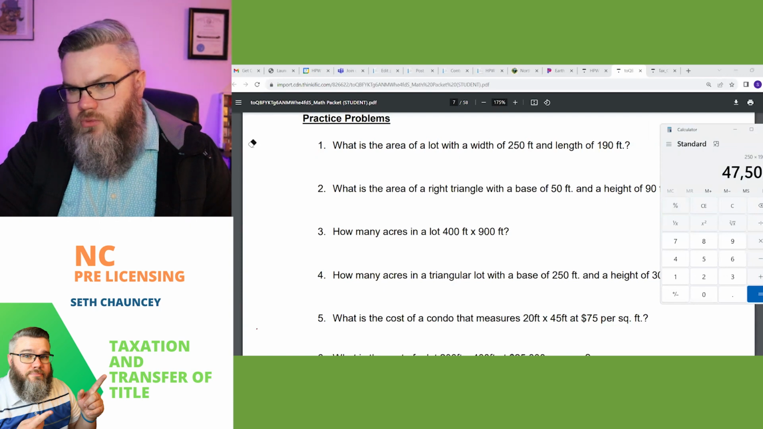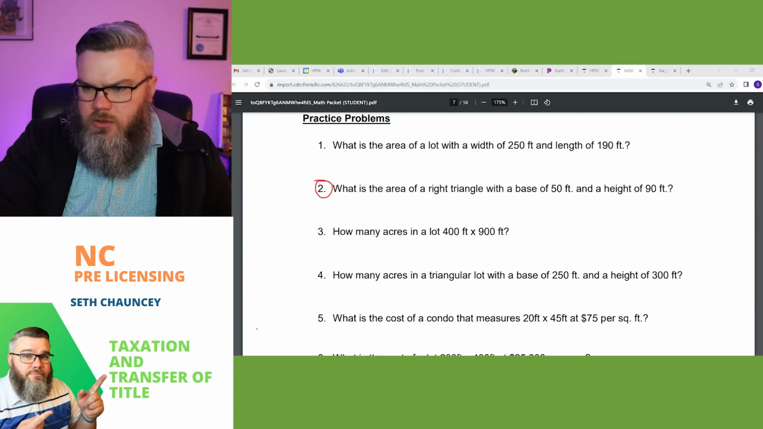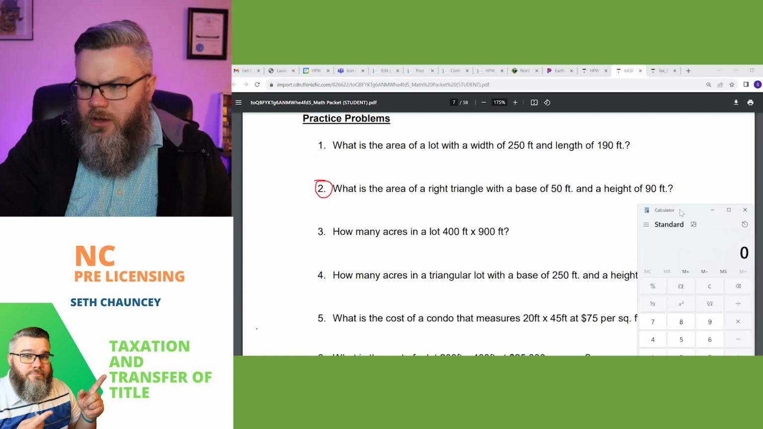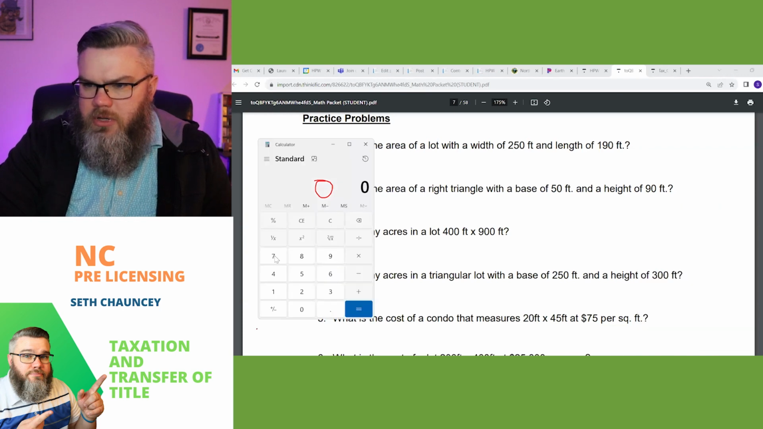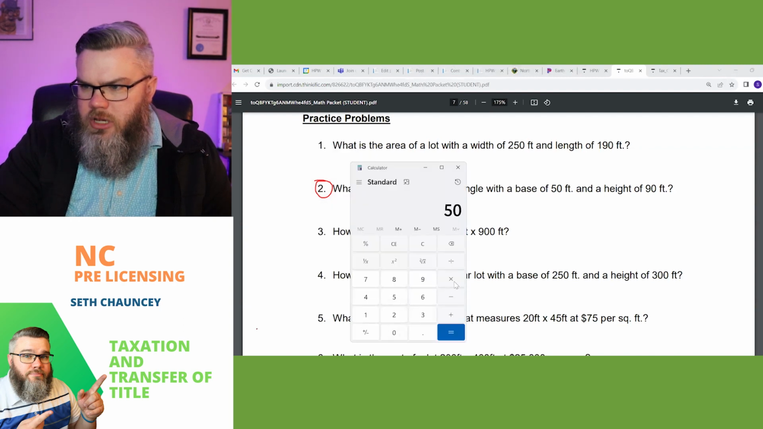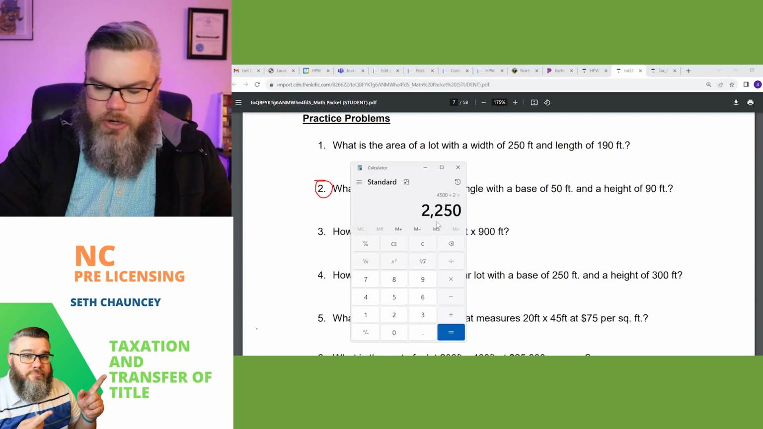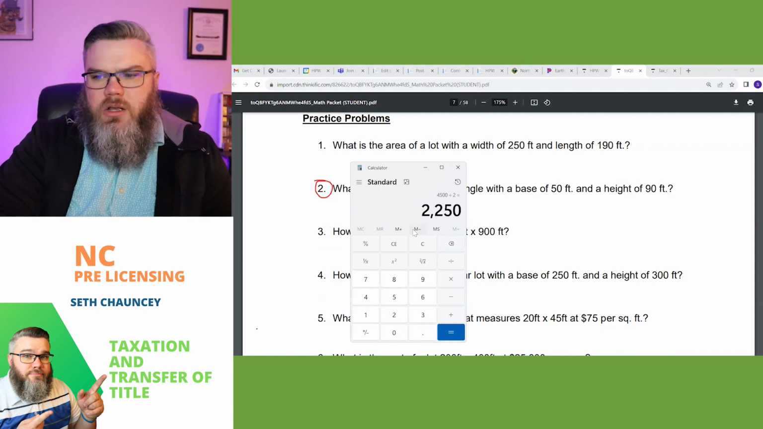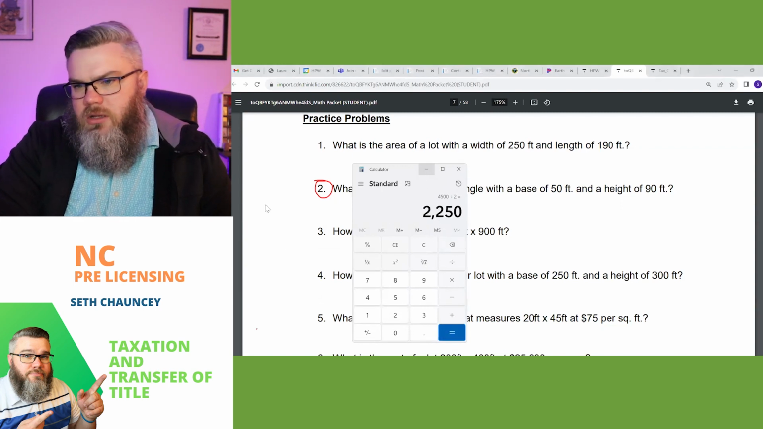Number 2. This one is just wanting the area of this triangle, base of 50. I'm going to move this over here. Base of 50 times your height of 90 divided by 2. Area is 2,250 square feet.